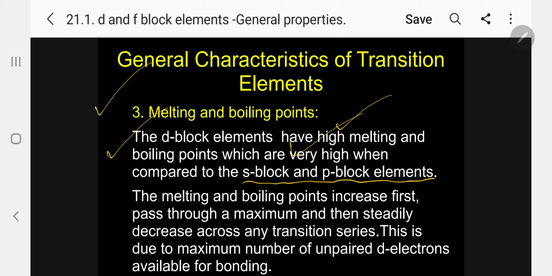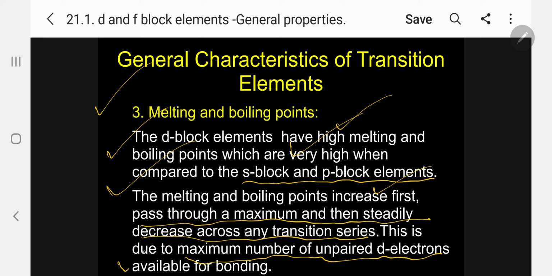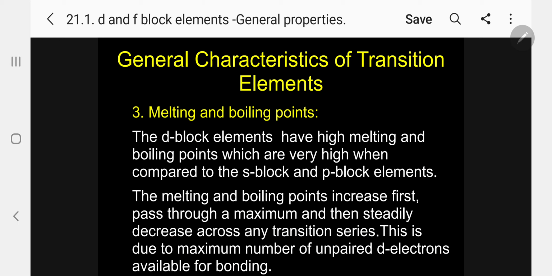The D block elements have a high melting and boiling point, which are very high when compared to S block and P block elements. The melting point and boiling point increases first, passes through a maximum and then steadily decreases across any transition series. This is due to maximum number of unpaired d electrons available for bonding. Kindly follow.